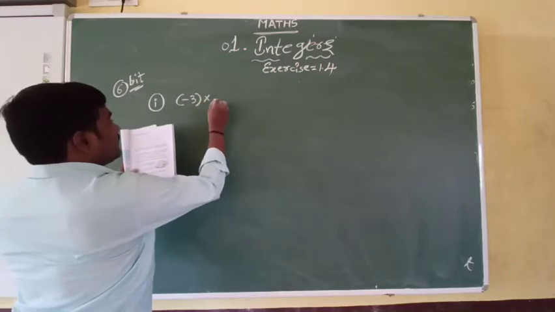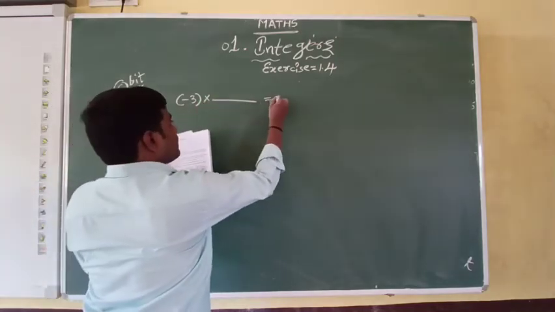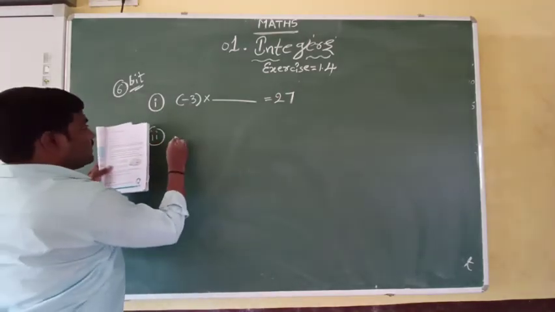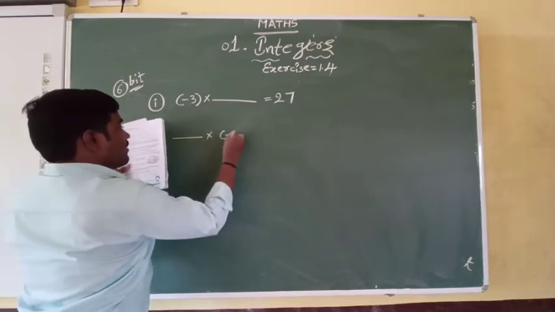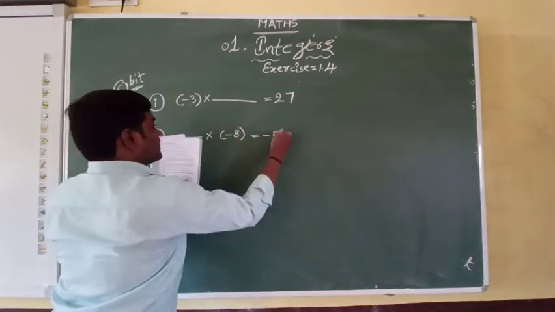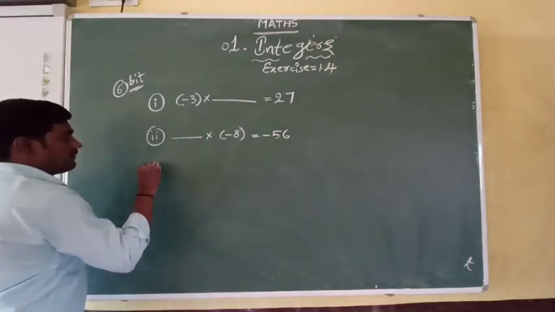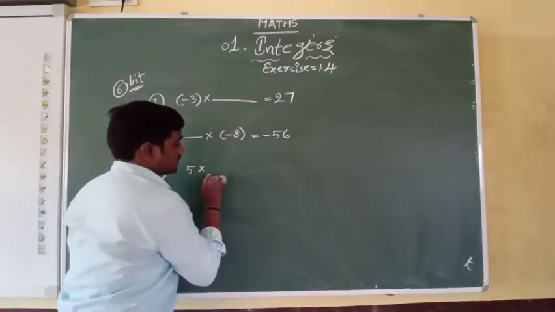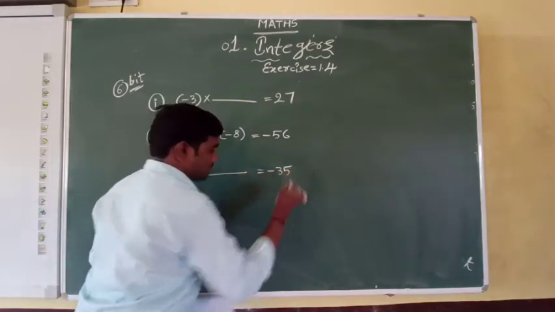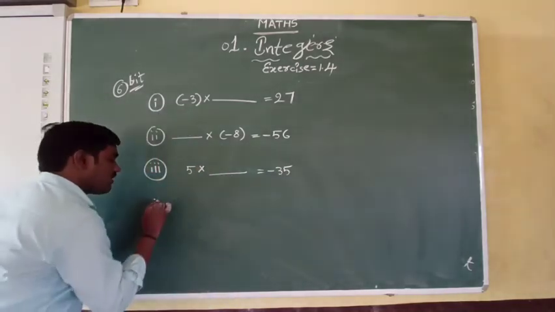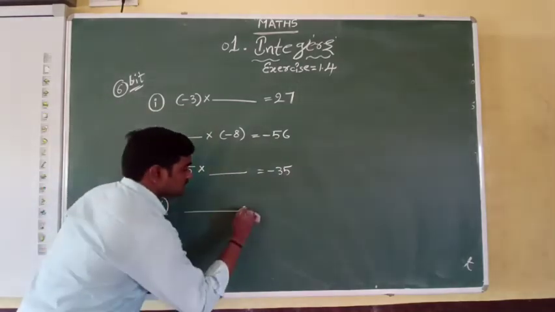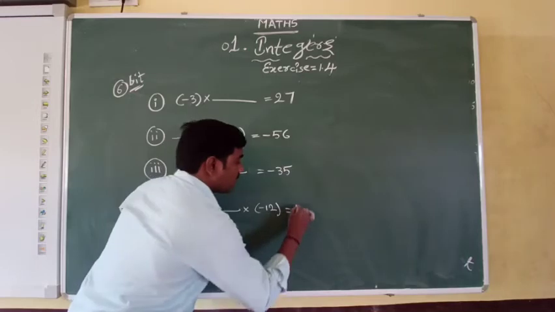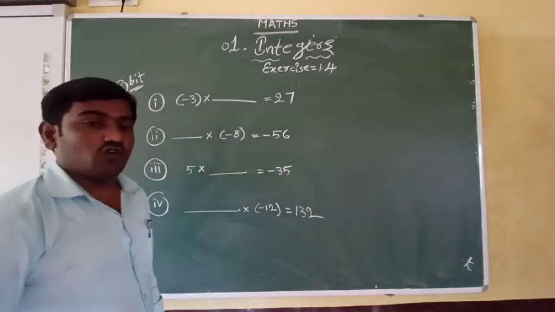Minus 3 into dash equal to 27 is the first one. The second, dash into minus 8 equal to minus 56. The third one, 5 into dash equal to minus 35. And the fourth one, dash into minus 12 equal to 132. So these 4 we need to fill.